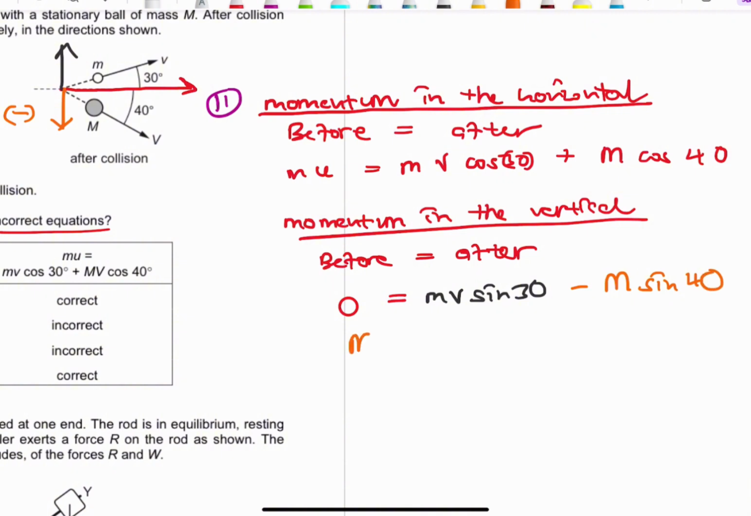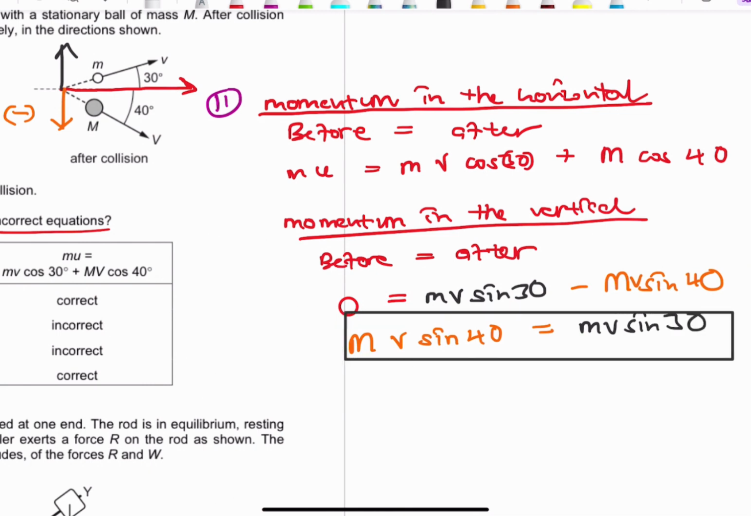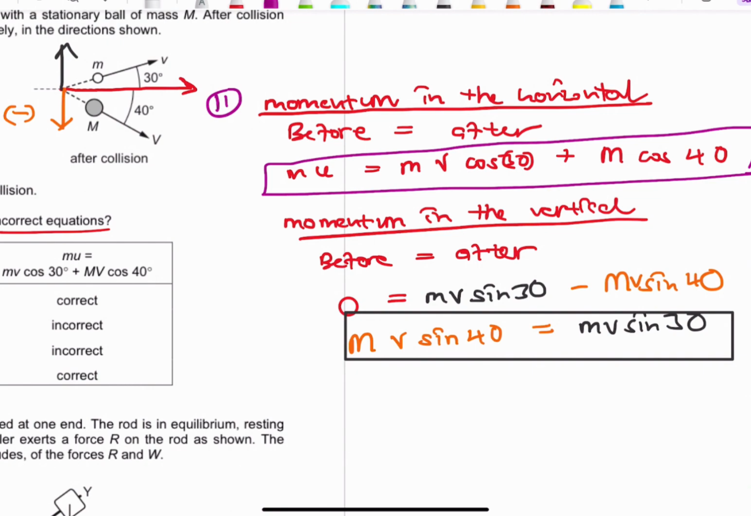So basically, M v sine of 40 should be equivalent to mv sine of 30. So these are our two governing equations. We have this equation, and we have this other equation.